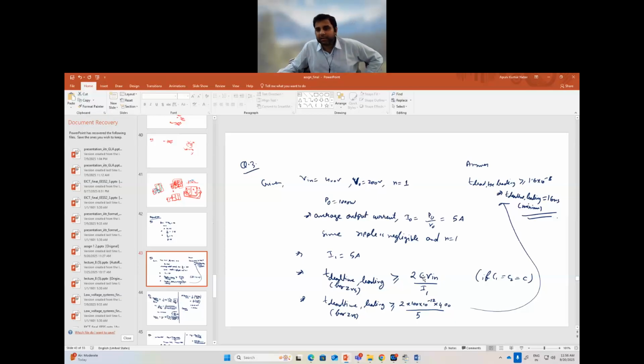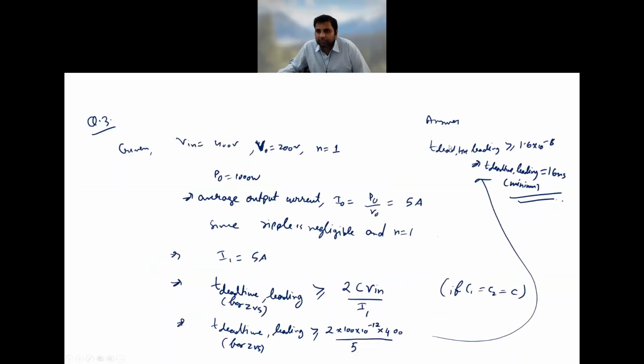So our dead time is nothing but 2C V in by I1. That we have already discussed in the lecture as well. And when we put these values into the equations, we will get nothing but 16 nanosecond, and you have to give the answer in just nanoseconds, so just write the 16. So that's the minimum dead time which you have to provide.